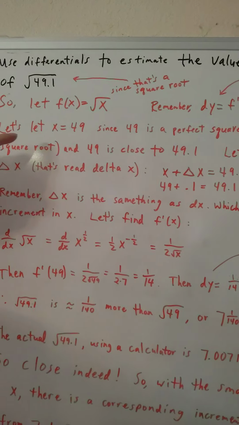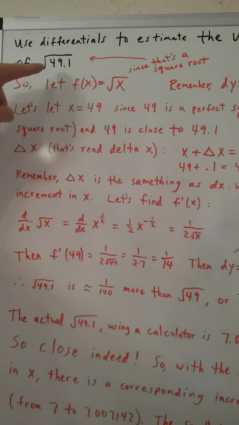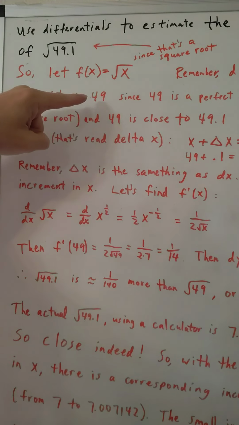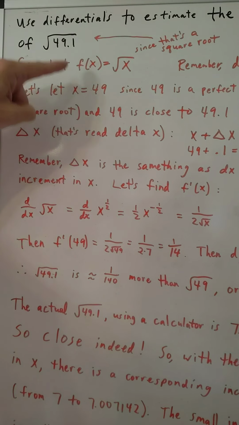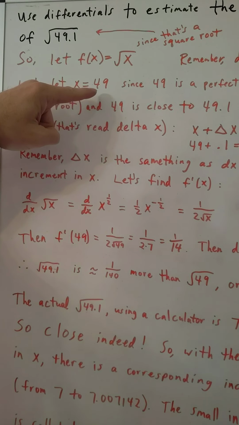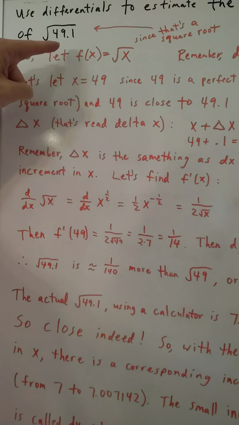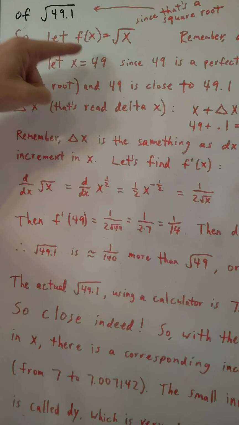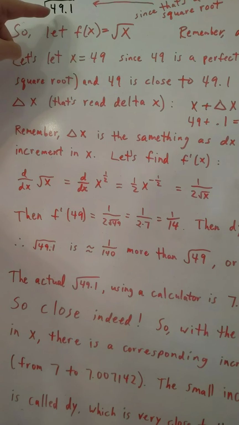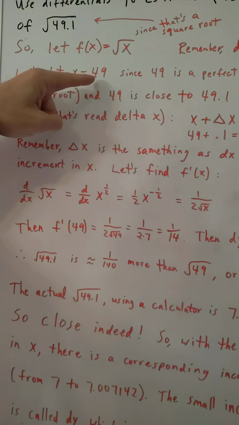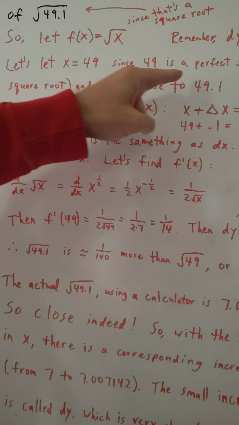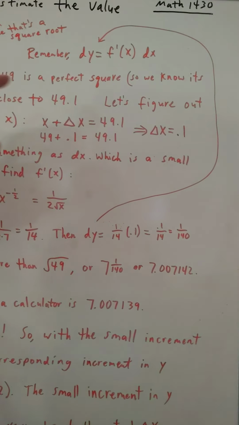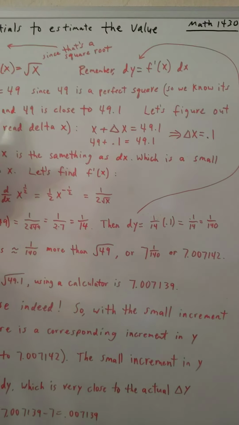Let's let x equal 49, since my radicand is close to 49.1. And isn't 49 a perfect square? So we know the square root of 49, but we don't know the square root of 49.1. So that's the key step: to let x equal some number close to this number, and something that you know. We know the square root of 49 is 7.